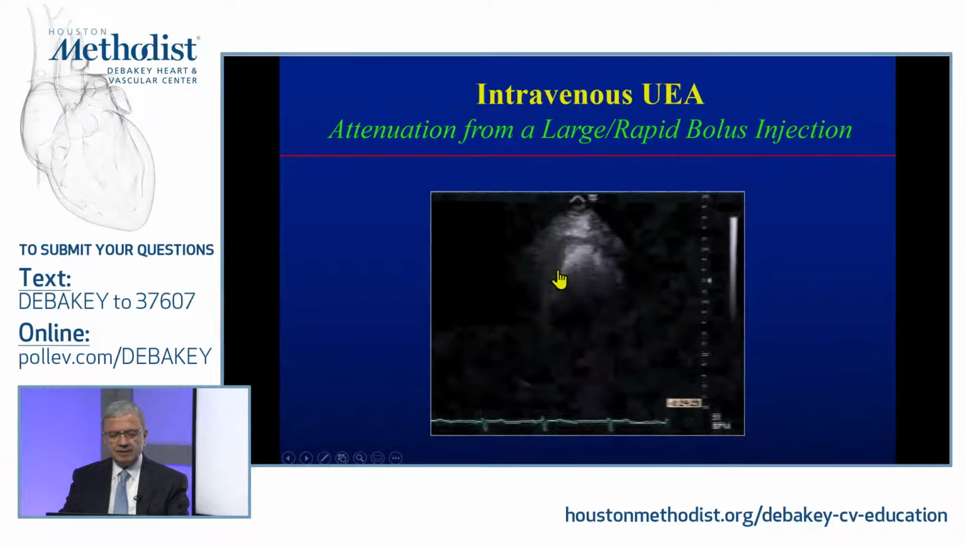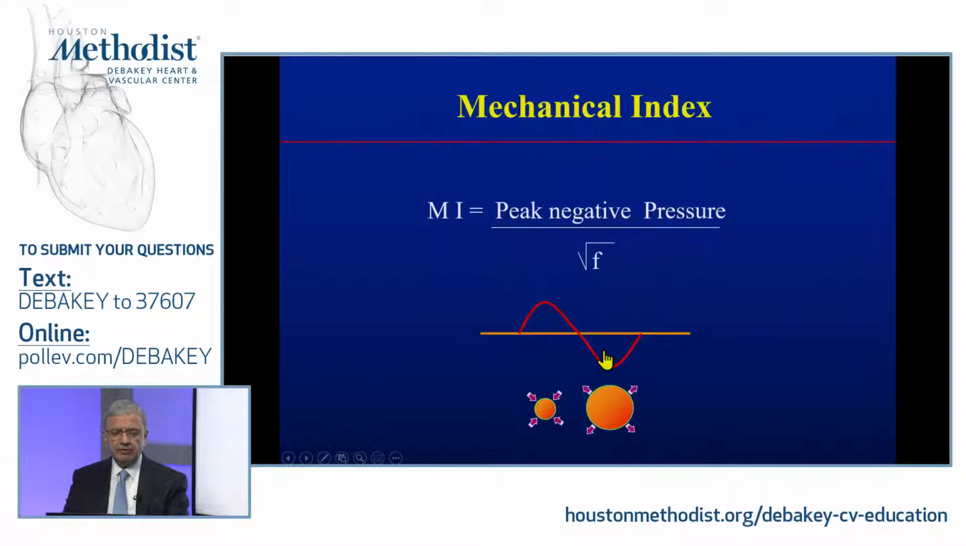So when you see something like this, contrast and then shadowing or significant attenuation behind it, you know that you're dealing with a much larger concentration of contrast that went into that particular chamber.